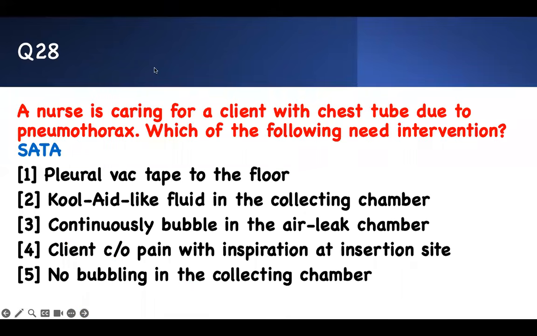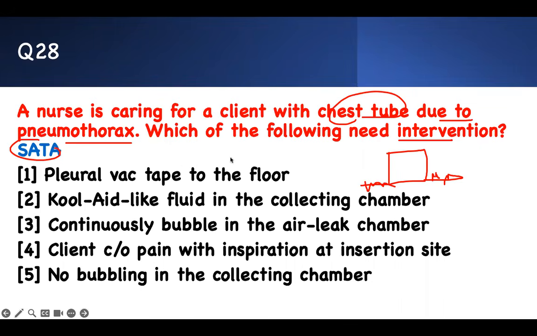Next question. Which of the following needs intervention? A nurse is caring for a client with a chest tube due to what? Pneumothorax. I have pneumothorax, right? You have to know these things about chest tube. The Pleur-evac is taped. Usually it is taped to the floor so that it doesn't move. It has some stretch there. You can tape it on the floor. It's wrong because somebody can kick it, even though it's taped, and they kick it on the floor and it gets dislodged. So this needs intervention.